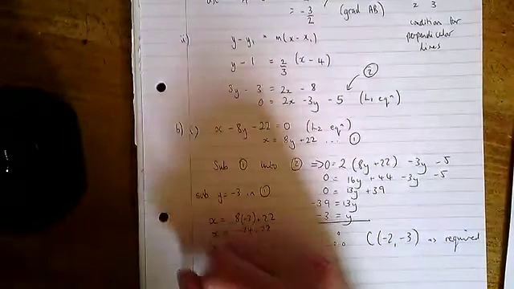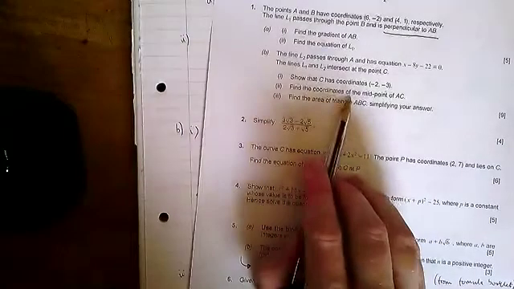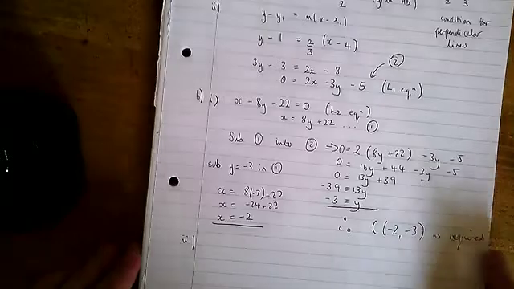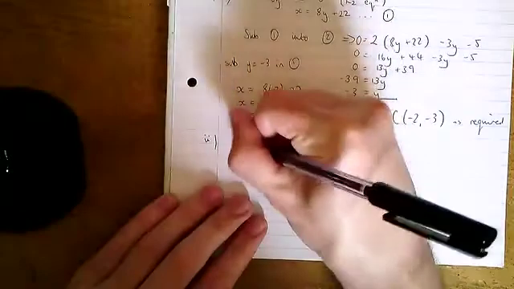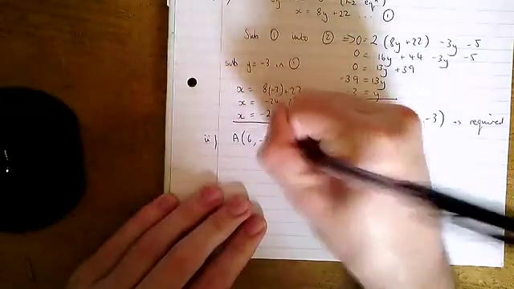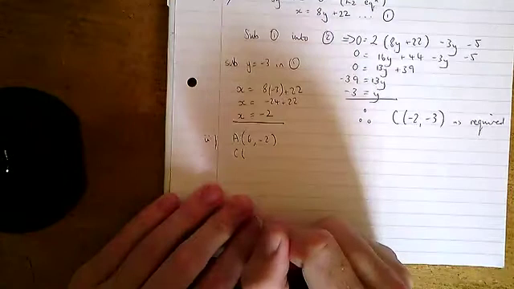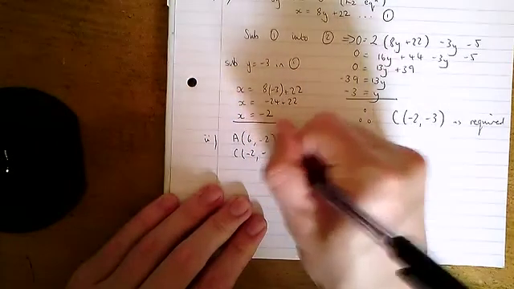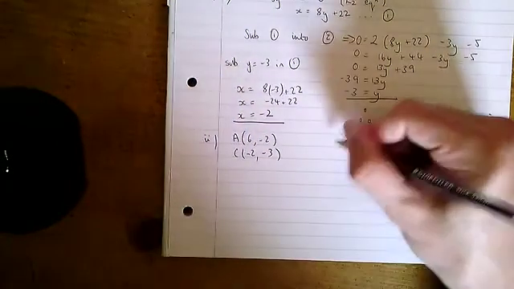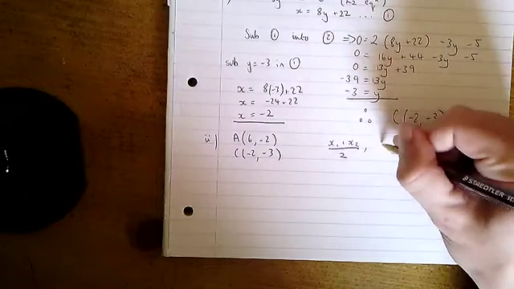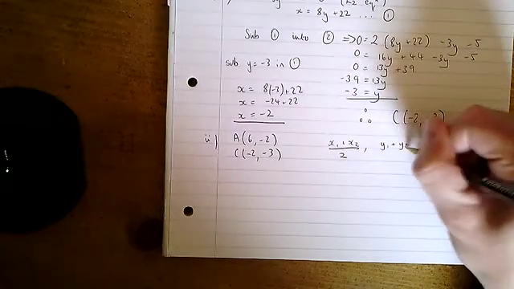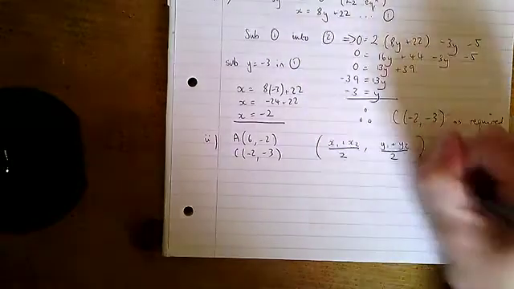Part 2 says, find the coordinates of the midpoint of AC. So I know A's coordinates, in fact I'm going to write them down. I'll try and move the camera a bit there, there we go. A's coordinates were (6, -2). C's coordinates were, we just worked them out, (-2, -3). So I want to know the midpoint. The formula we use for that is x1 add x2 all over 2, and then y1 add y2 all over 2. They're my coordinates.